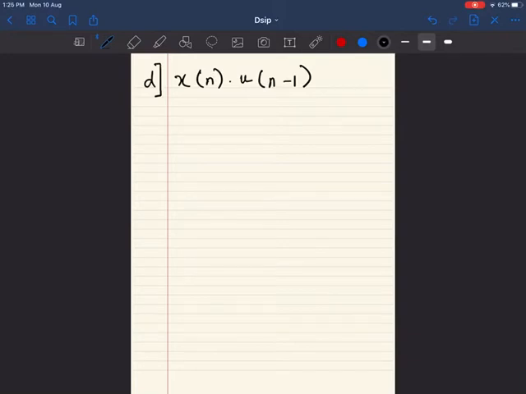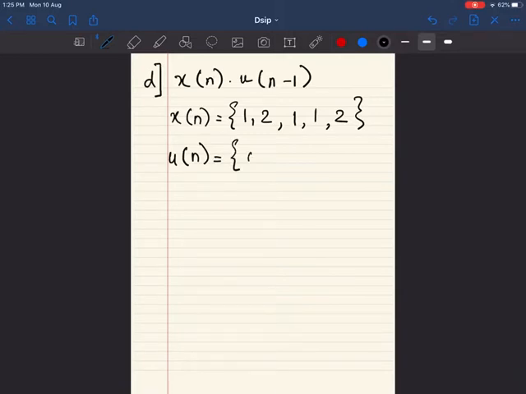Now we already know what the value of x of n is. So it's 1 2 1 1 2. We also know what the series of u of n is. So it's nothing but 0 1 1 1 1. My origin is going to be here. I'll make the origin over here. Now u of n minus 1 is nothing but delaying by 1 unit, right?